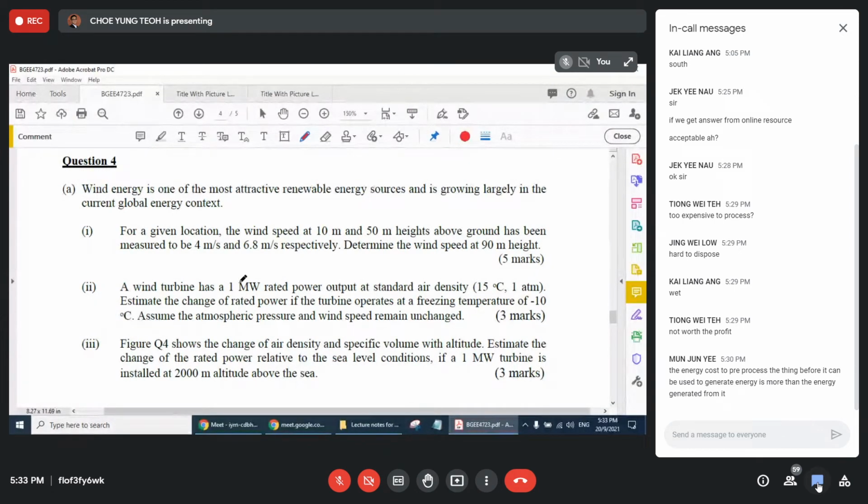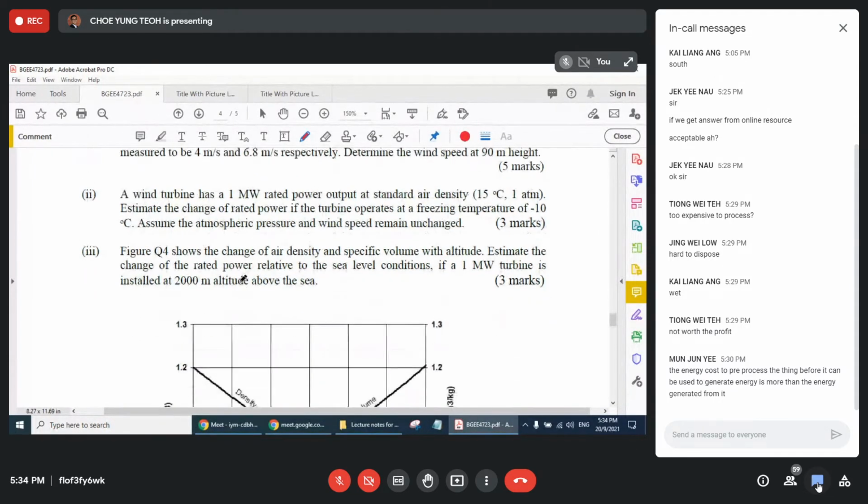Wind energy is one of the most attractive renewable energy sources, and it's growing largely in the current global energy context. For a given location, a wind speed of 10 meters. Okay, this question is actually something I put into the lecture note as an example after this exam. So we have the different wind speed at different height, so we can use the equation to find the wind speed at the height of 90 meters. I think we don't need to further explain here, as we already covered it in the example in the lecture. And then the second one, a wind turbine has a 1 megawatt rating. I think the 3 parts of this question are actually already included in the example.